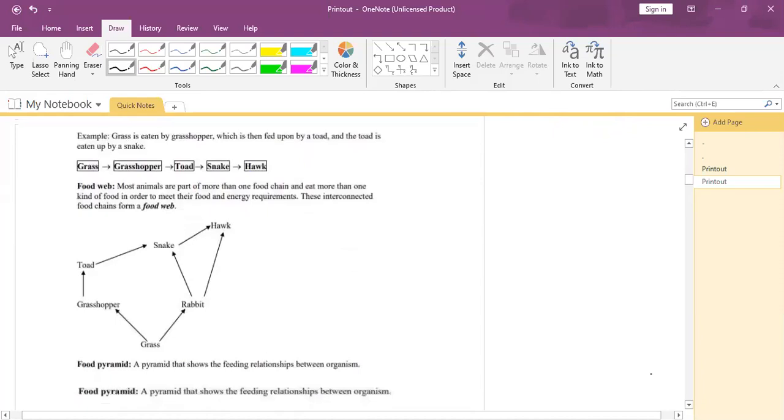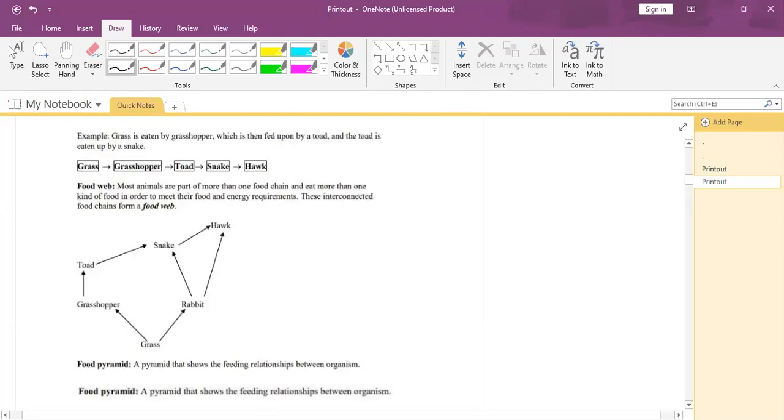This is an example of a food chain. I have grass going to grasshopper, grasshopper providing food for toad, toad providing food for snake, and snake providing food for hawk. When I'm given this type of question, you just follow the arrow, and then you never go wrong. So how do you interpret this? Grass is eaten by grasshopper. Grasshopper is fed on by toad. Toad is fed on by snake, and snake is fed on by a hawk. That's how you interpret this.